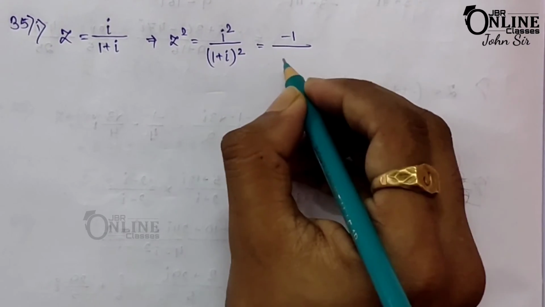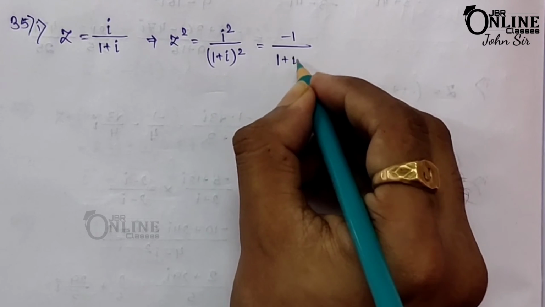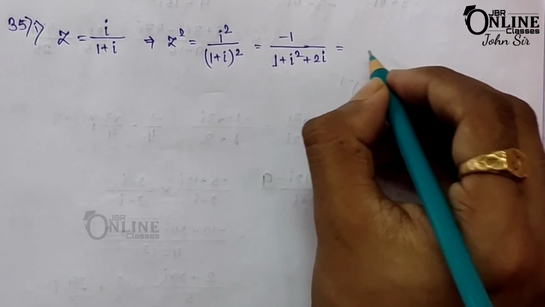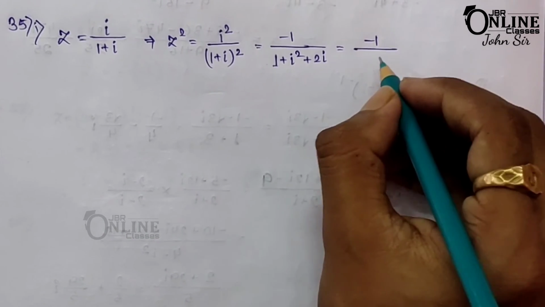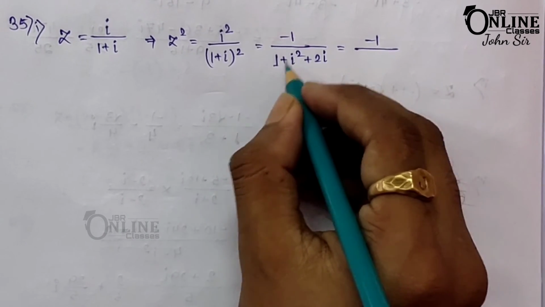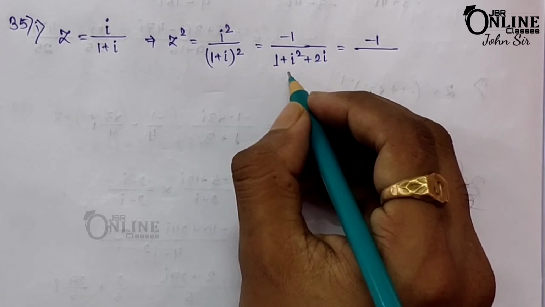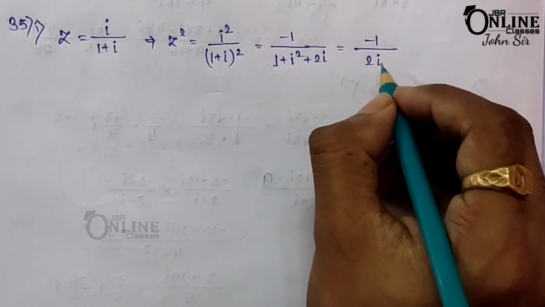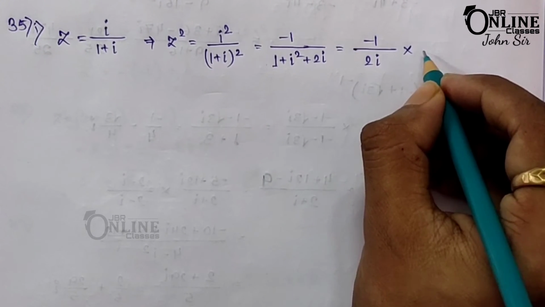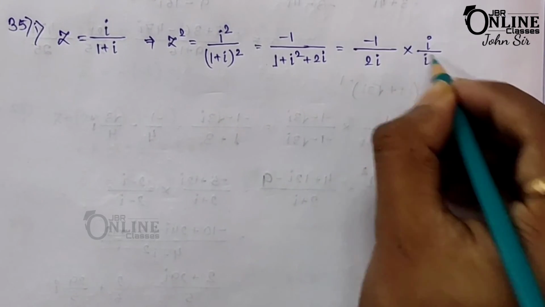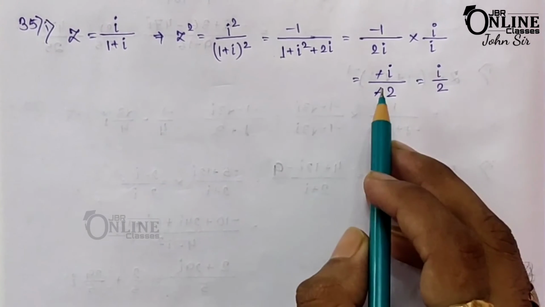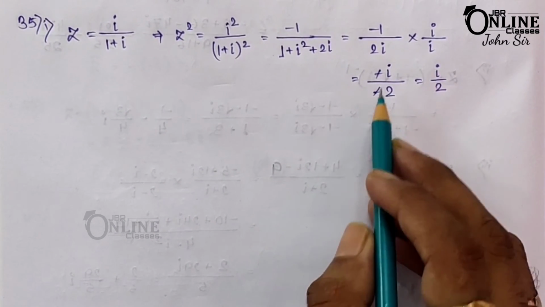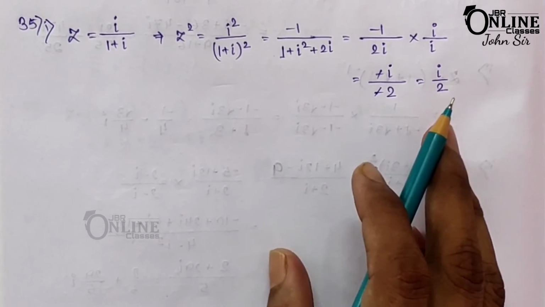So i square means minus 1, and 1 plus i whole square means 1 plus i square plus 2i. So the upper one will be minus 1, and in the lower one, as i square equal to minus 1, the 1 cancels out. In the lower one you have only 2i, that means minus 1 by 2i. Now if you multiply it with i into i, that means iota, the upper one equals i and the lower one will be 2 iota square, that means minus 2. So minus minus cancel out, it will be i by 2.